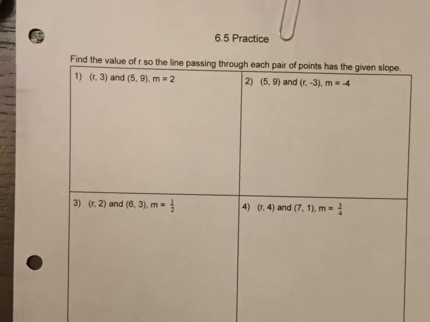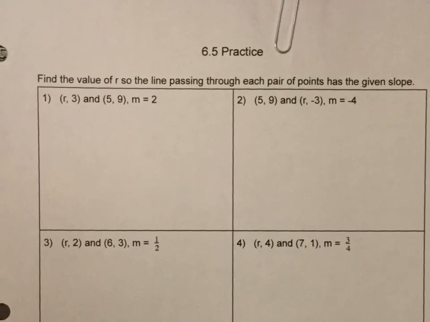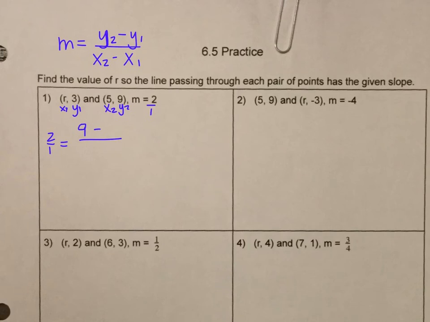All right, so let's look at number 1. You might want to, on the top of this side, write your formula. I wrote mine up top for you. So x1, y1, x2, y2. So let's make that a fraction so I can deal with it better. 2 over 1 equals 9 minus 3 over 5 minus r. y2 minus y1 over x2 minus x1. 9 minus 3 is a 6.